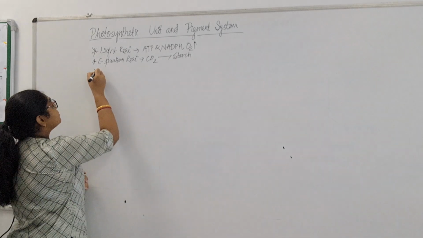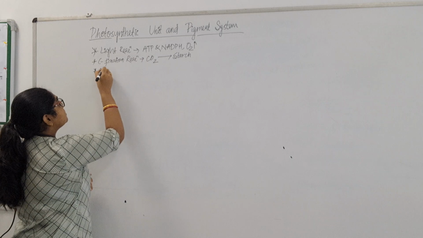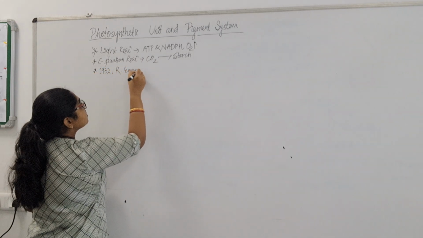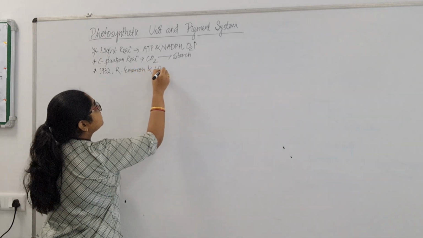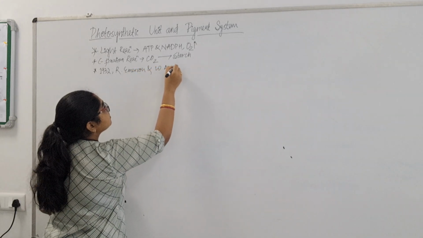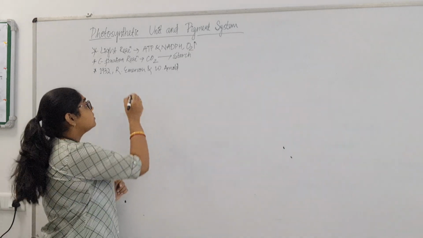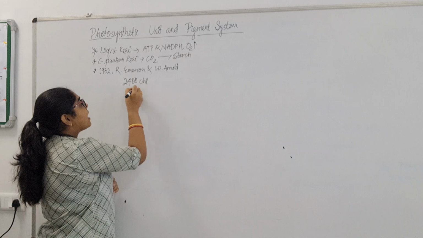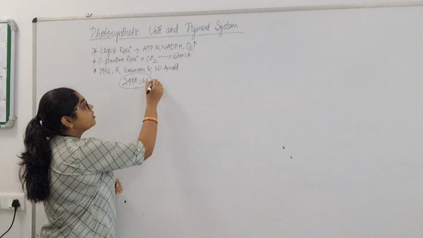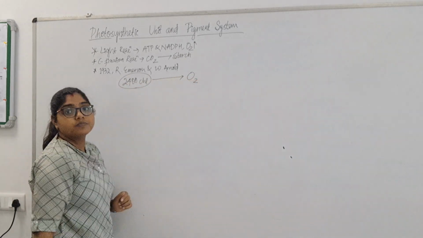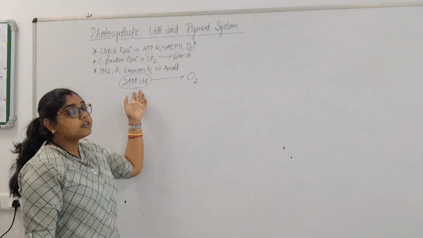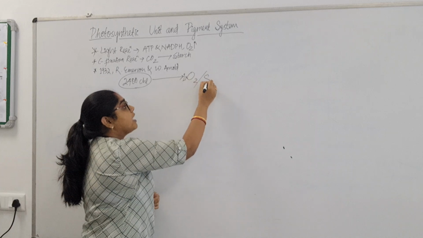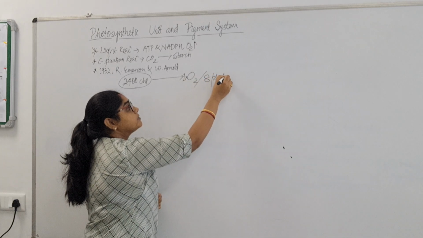In 1932, Robert Emerson and William Arnold found out that 2400 chlorophyll molecules act as a unit to produce an oxygen molecule. 2400 chlorophyll molecules act as a unit to produce one oxygen molecule per 8 photons absorbed.